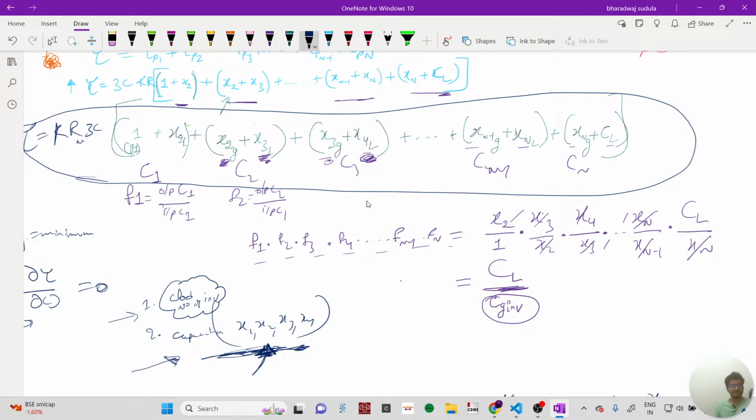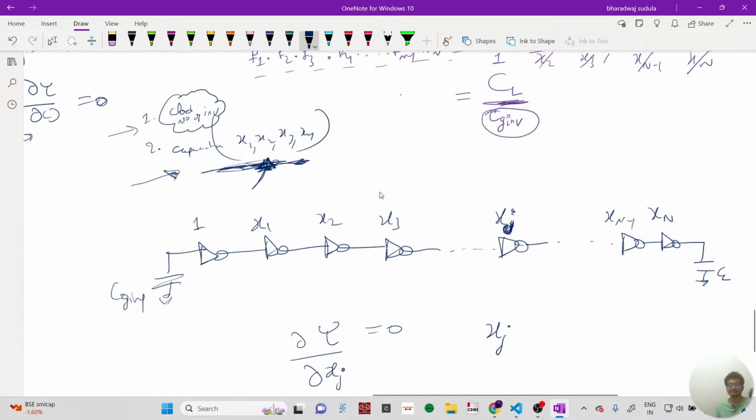In this equation, if you observe, xj is somewhere in the middle. Okay, xj minus 1. So xj is somewhere in the middle, and these are other variables: xn, x3, x4, x2, x1. These are other variables. So if I differentiate this entire equation with respect to xj, I only get the terms which are having xj. Other terms will be 0, right?